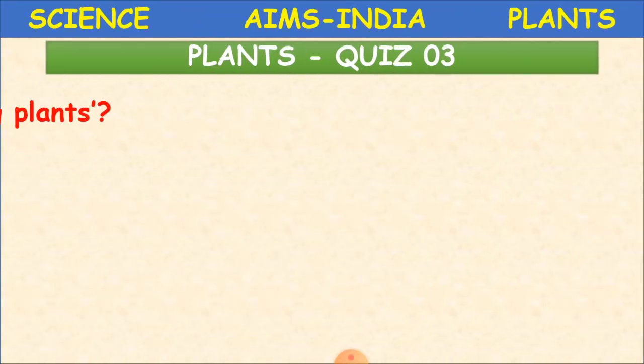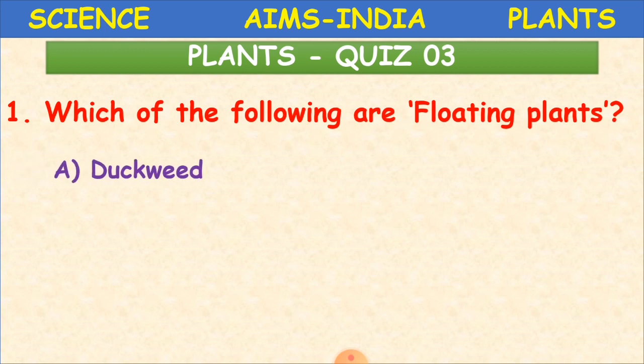Now we'll do some question and answer sessions on what we have learnt until now. We'll revise once again in the form of questions and answers. The first one: which of the following are floating plants? We have to name the floating plant.